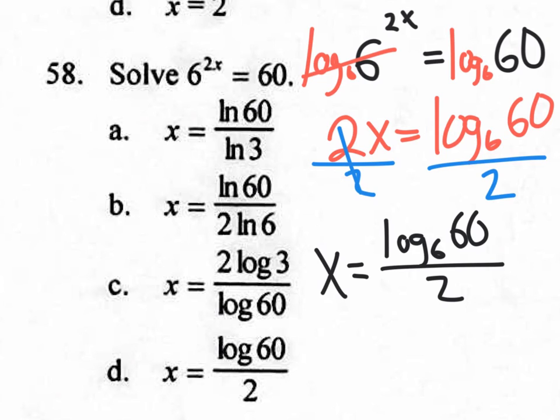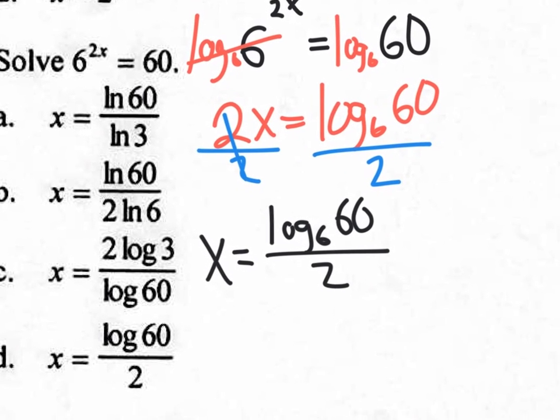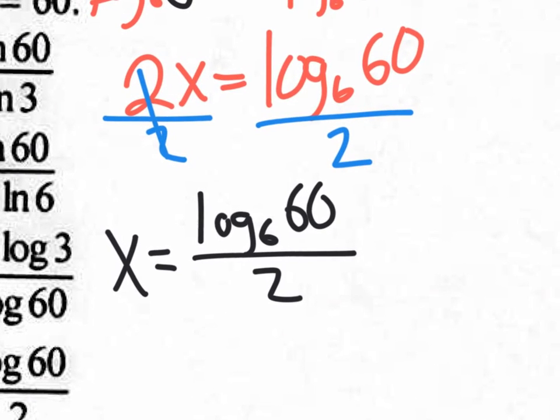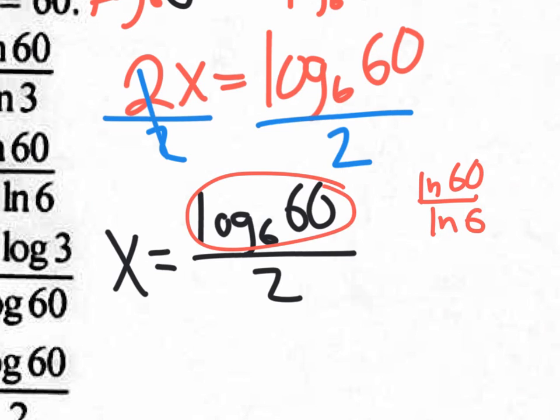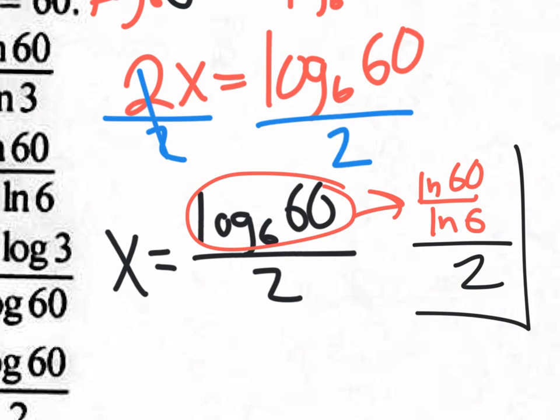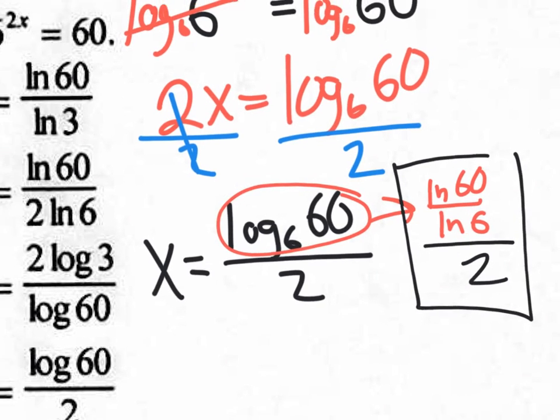Anyways, let's focus in on the numerator part. Now, log base 6 of 60, you could rewrite that with logs or ln's. I want to go with ln. I don't know if I'm doing the right thing, but change of base formula says ln of the bigger number 60 over ln of the smaller number 6. That's what we have on top, really. And then we could simply divide that answer by 2 and see if that gives us the answer.